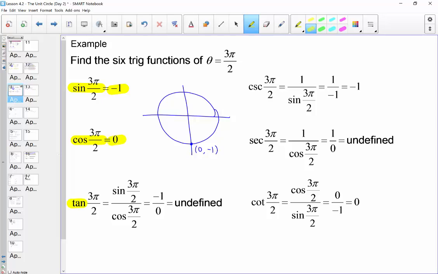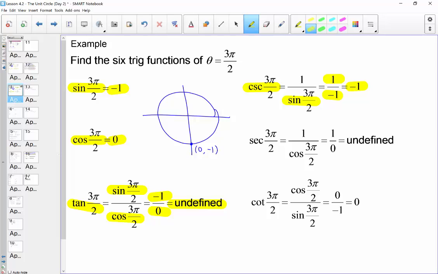And the tangent of 3 pi over 2 equals, using our trig identities, the sine of 3 pi over 2 over the cosine of 3 pi over 2. Sine of 3 pi over 2 is -1, as we've already discussed, and the cosine is 0. But since we're dividing by 0, the function is undefined, so the tangent of 3 pi over 2 is undefined. Next, we have the cosecant of 3 pi over 2, which is equivalent to 1 over the sine of 3 pi over 2, which is 1 over -1, which equals -1.